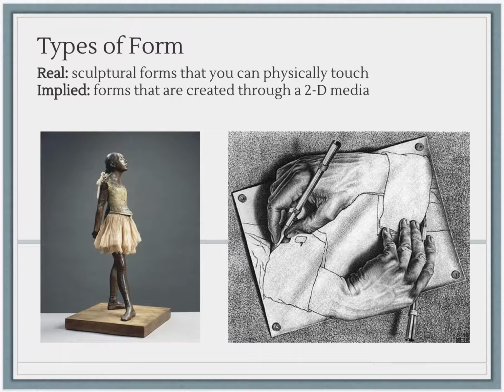So real forms are those actual sculptures that you can physically touch, like this ballerina here. We can walk around all four sides of her. She has height, she has width, and she has depth. Implied forms would be like these hands that look like they are three-dimensional, but they are drawn on a flat piece of paper. So it's the implication of form.